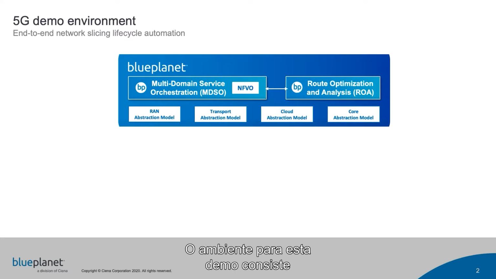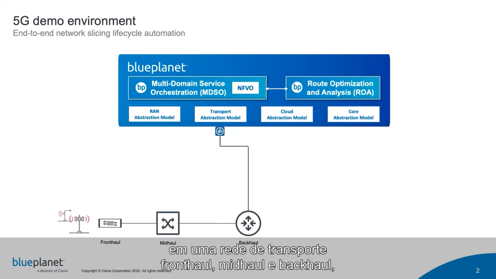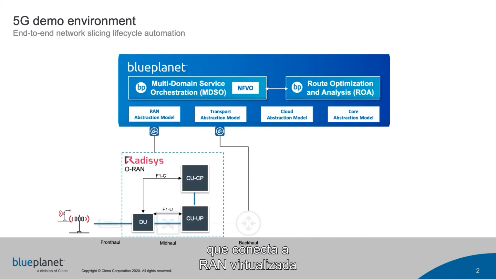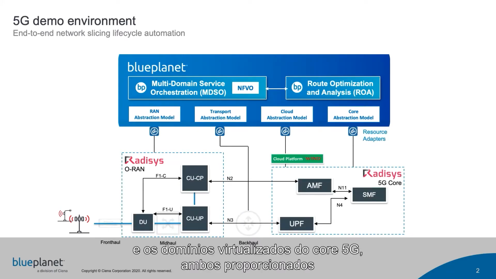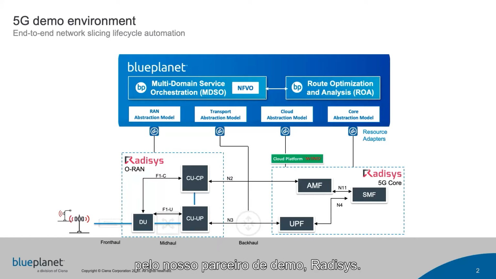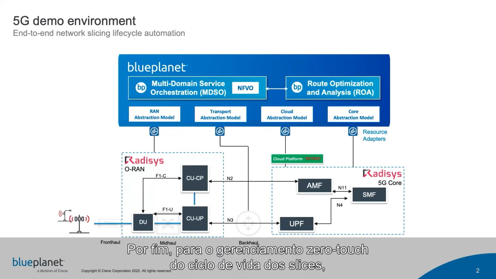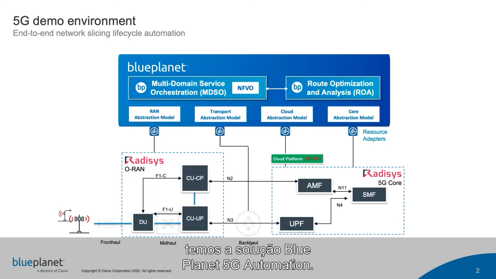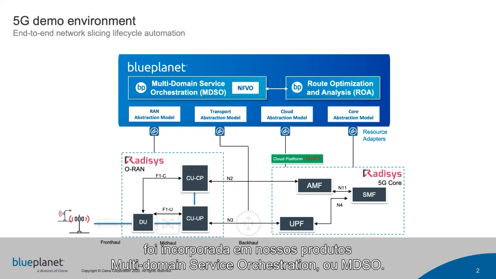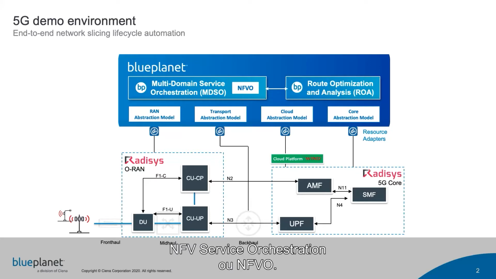The environment for this demo consists of a front haul, mid-haul, and backhaul transport network, which connects the virtualized RAN and virtualized 5G core domains, both powered by our demo partner Radisys. Finally, for zero-touch slice lifecycle management, we have the Blue Planet 5G automation solution. This intelligent automation solution is built on our multi-domain service orchestration or MDSO, NFV service orchestration or NFVO, and route optimization and analysis or ROA products.